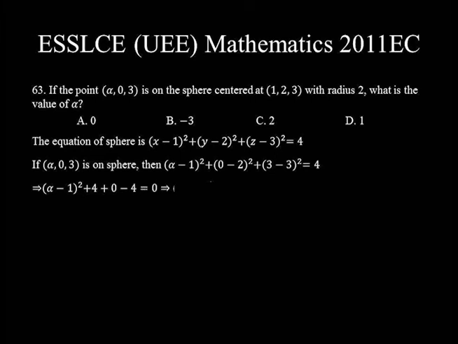This implies (alpha minus 1) the whole square plus 4 plus 0 means 4, and 4 minus 4 is 0. Then we are left with (alpha minus 1) the whole square is equal to 0. This implies alpha is equal to 1. So choice D is the correct answer.